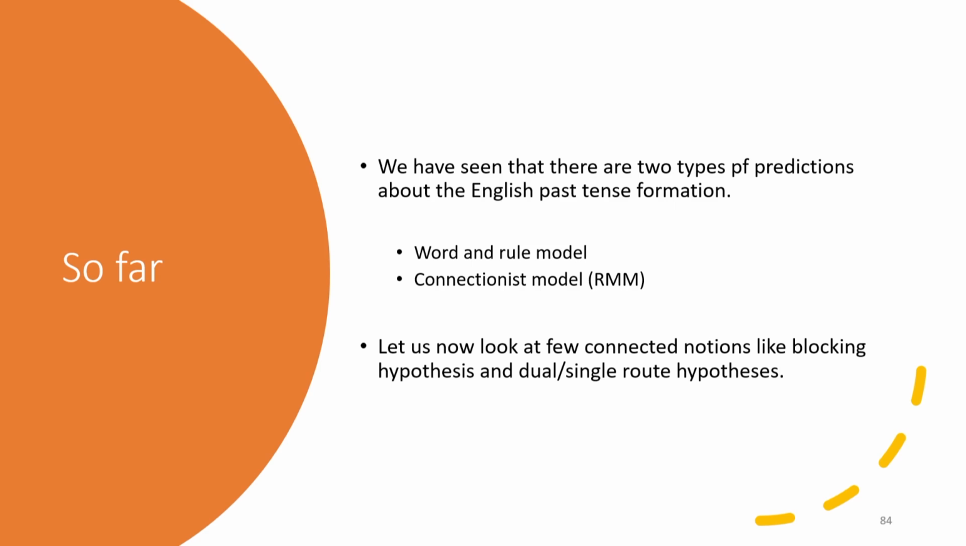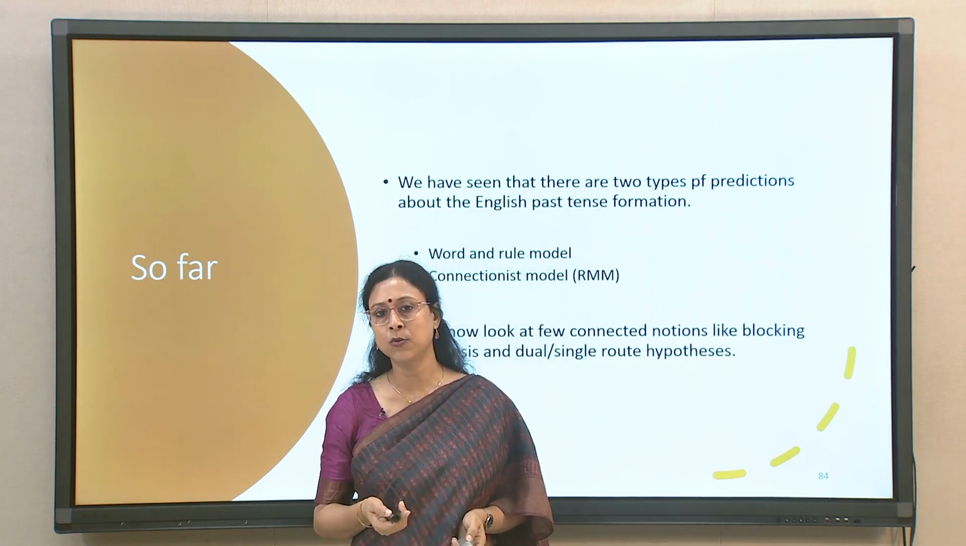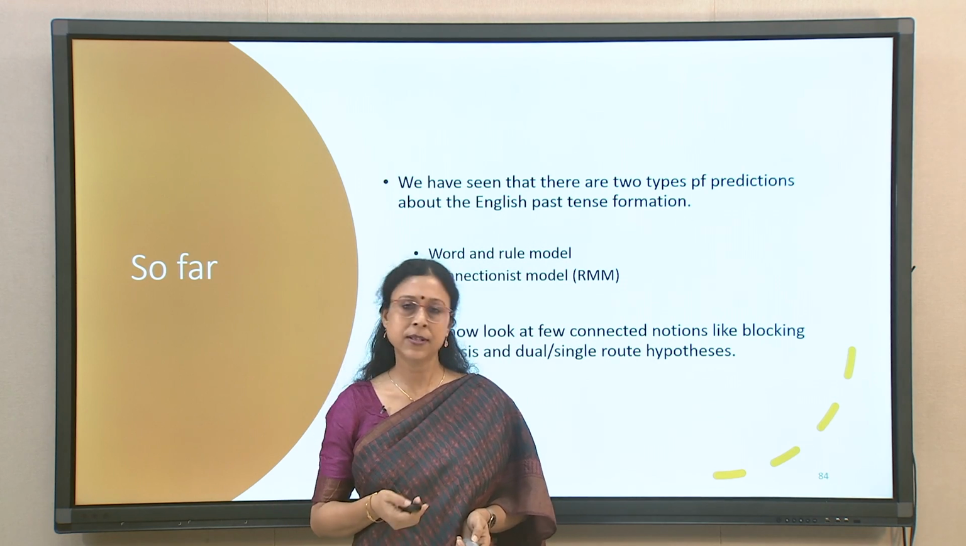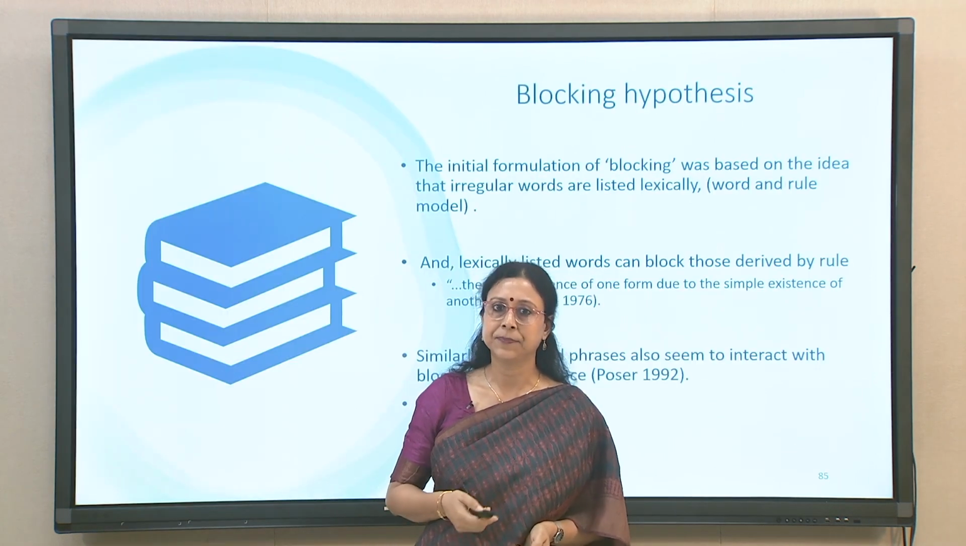So, we have seen that there are two types of predictions about the English past tense form when we talked about the past tense debate. While discussing that, we talked about two different types of models, the word and rule model and the connectionist model. Now we will look at some of the connected notions with respect to these two models. We will come back to this when we discuss the single and dual root hypothesis, but first let us look at the blocking hypothesis as we just planned.